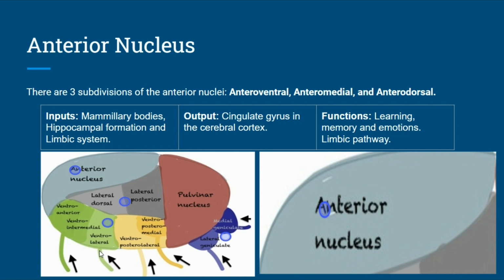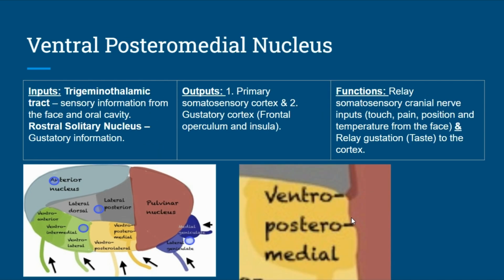The anterior nucleus has three subdivisions: anterior ventral, anterior medial, and anterior dorsal. It gets input from the mammillary bodies, hippocampal formation, and limbic system. Output is to the cingulate gyrus in the cerebral cortex, and it functions in learning, memory, and emotions, and also affects the limbic pathway. Looking down here, I have a lateral aspect of one half of the thalamus, and you see the anterior nucleus right here. It's a relatively bigger nucleus, and I have zoomed it out for you.